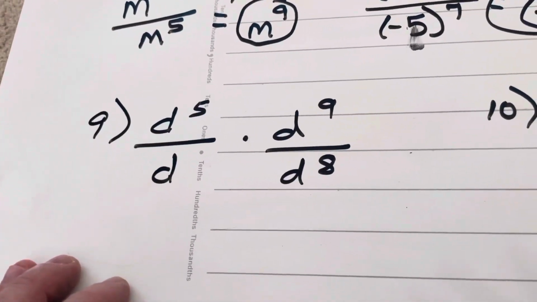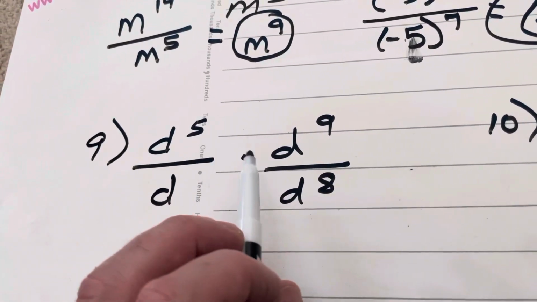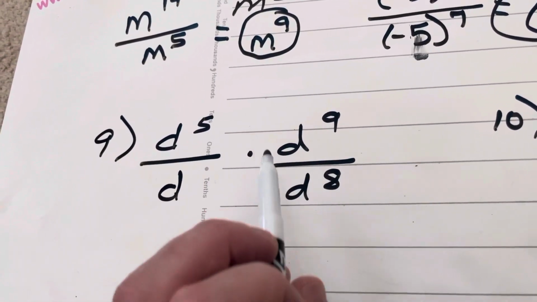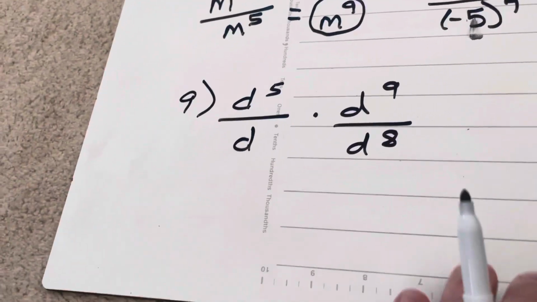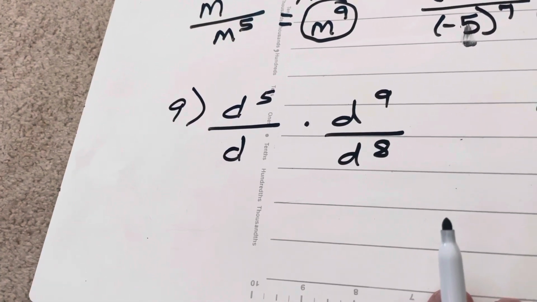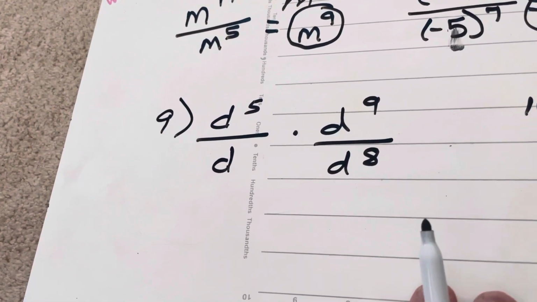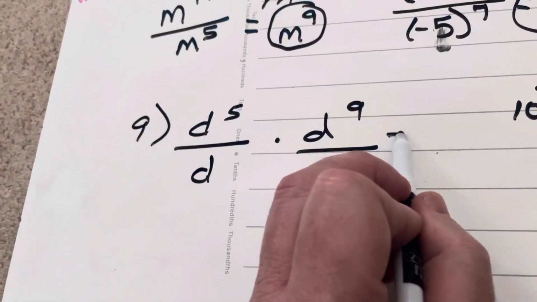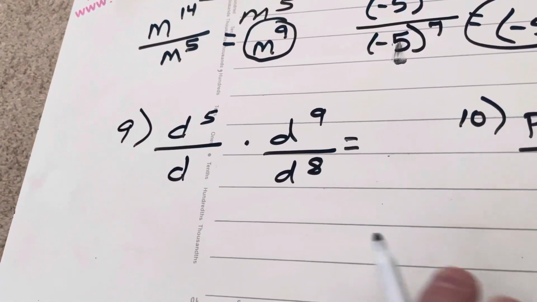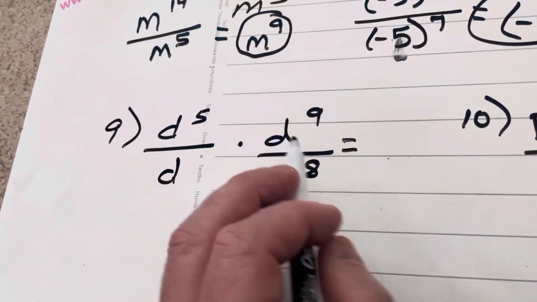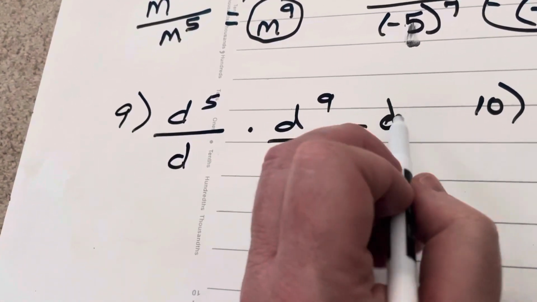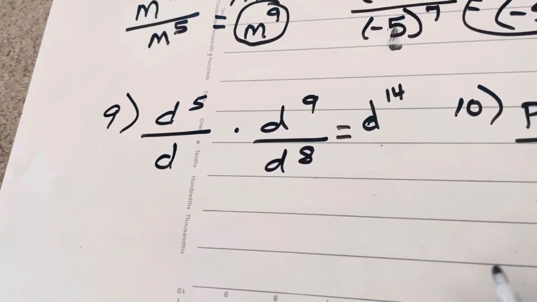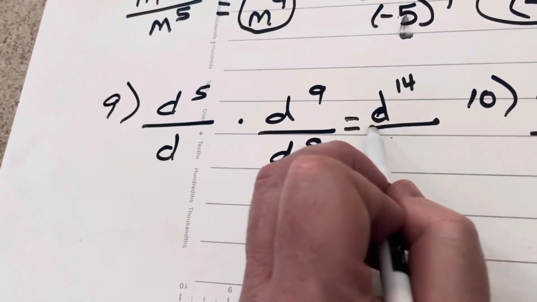You can handle this, no problem. This one looks a little different, but it doesn't change anything. D times 5 times over D divided by D times 9 over D times 8. Now, you can do these a couple of different ways, and I'm going to, so basically though, we're going to treat it just like multiplying fractions. We go D times 5 times D times 9, or D to the power of 5 times D to the power of 9, which is going to be D to the power of 14, because 5 plus 9 is 14.